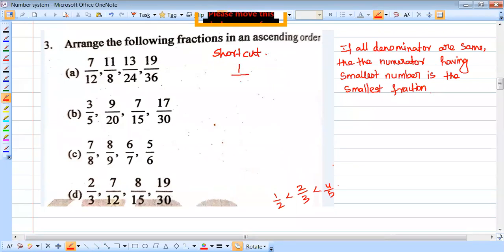You tell me 1 by 2 and 1 by 5. Which fraction is greater? Anybody reply? 1 by 2 and 1 by 5. Which fraction is greater? Ritika, wrong. 1 by 2 is the greatest fraction. 1 by 5 is not the greatest fraction. 1 by 2 is 0.5. 1 by 5 is 0.2. 0.5 is greater than 0.2. Okay. 1 by 2 is the greatest fraction.